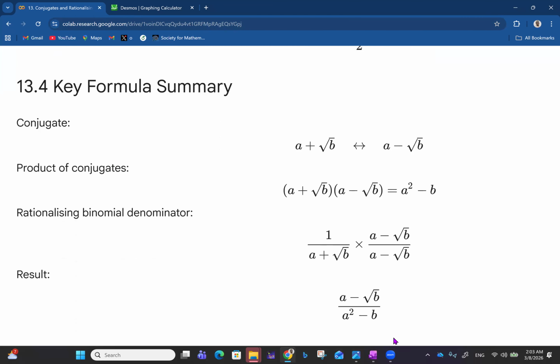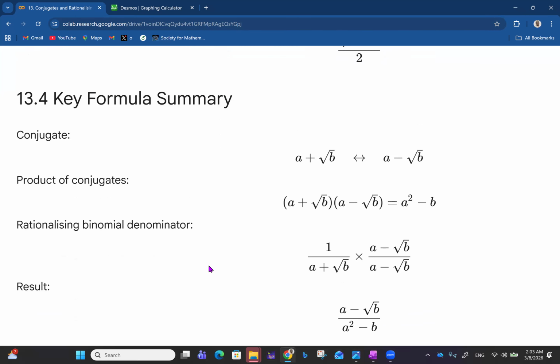So the key formula summary we see in this whole thing is the conjugate: a plus root b implies a minus root b, and a minus root b implies a plus root b. So a plus root b is the conjugate of a minus root b, and a minus root b is the conjugate of a plus root b. That's the essence of that. And then you see that the product of conjugates removes square roots. So you have a squared minus b in that case.